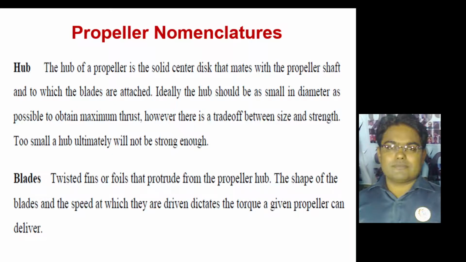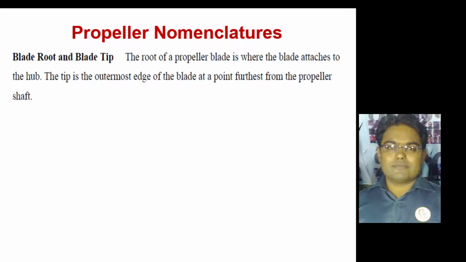Blades are twisted fins or foils that protrude from a propeller hub. They are coming out from the propeller hub, and the shape of the blades and the speed at which they are driven dictates the torque a given propeller can deliver. Blade root and tip are particularly important. Blade roots are the points which are attached to the hub, and the tip is the outermost point where flow is basically entering. The root of a propeller blade is where the blade attaches to the hub, and the tip is the outermost edge of the blade.